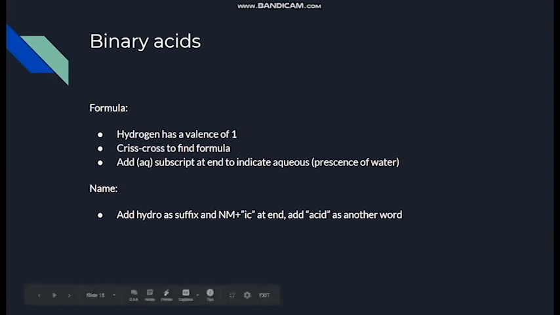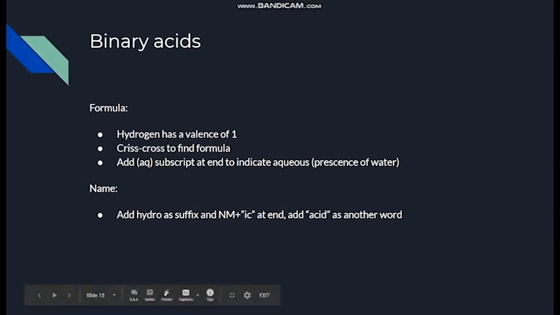For binary acids, hydrogen will have a valence of 1. We're going to be doing crisscross to find the formula, and we're going to be adding (aq) as a subscript at the end to indicate the presence of water. This is how all acids are going to be defined. They're always going to have aqueous as the state of that compound because it's usually solid, liquid, gas, but aqueous represents soluble in water, the presence of water, and this is present in all acids.